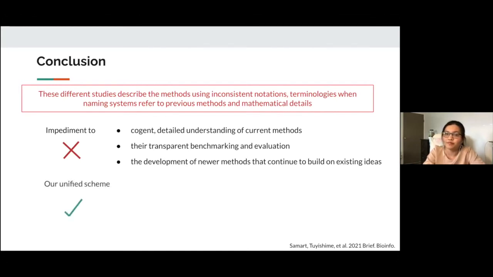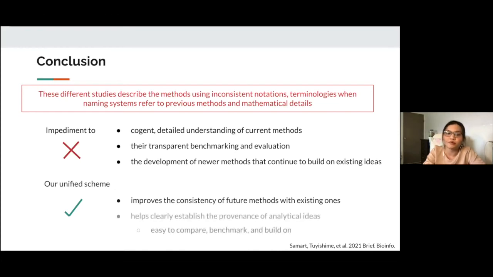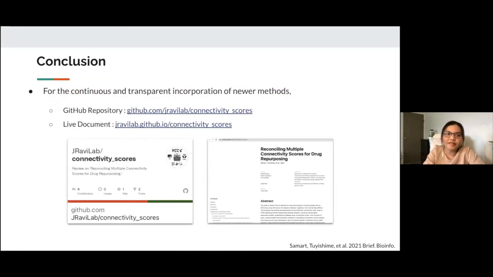With our unified scheme, we can improve the consistency of future methods with the existing ones, and also help clearly establish the origin of the analytical ideas, which makes it easier for us to compare, benchmark, and build on in the future. For the continuous and transparent incorporation of newer methods, apart from our traditional paper, we also host a GitHub repository coupled with a live document for any researcher in the community to build on and make changes to.